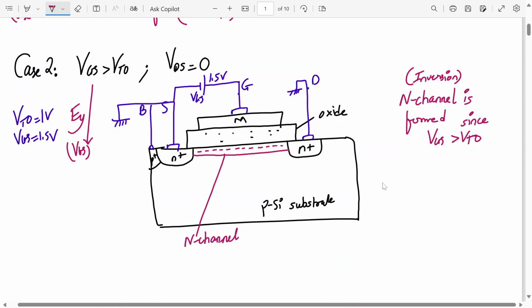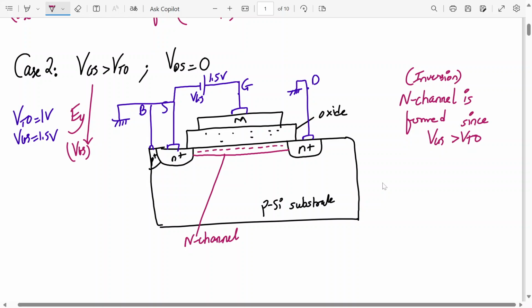But drain voltage is 0, source voltage is also 0. Will there be any current flow? So the N channel is formed, but will there be any current flow? Tell me. The N channel is capable of carrying the current, but there is no voltage difference between drain and source, so no current will flow in the circuit.